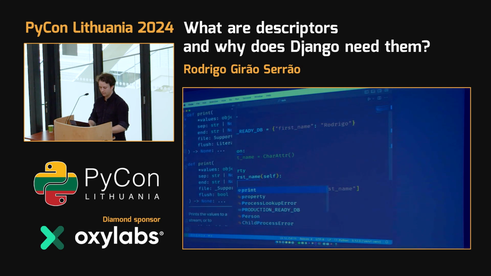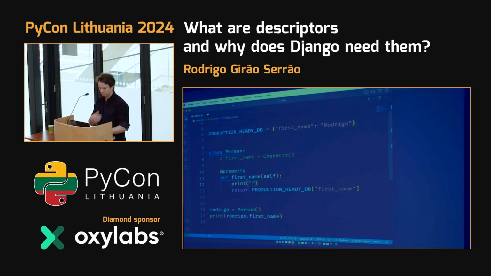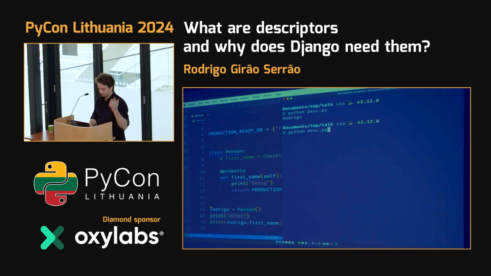And if I put, I don't know if you use advanced debugging tools, I do. This only gets printed after my after, right? So if I create the person, I don't see the debug because I haven't used the first name yet. Then I'm going to print the after, then the debug, and then the name. Does everyone agree with the order of the printed things?